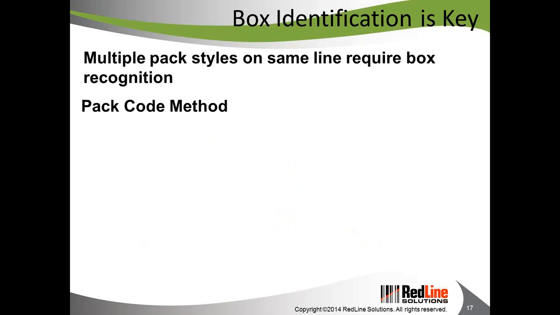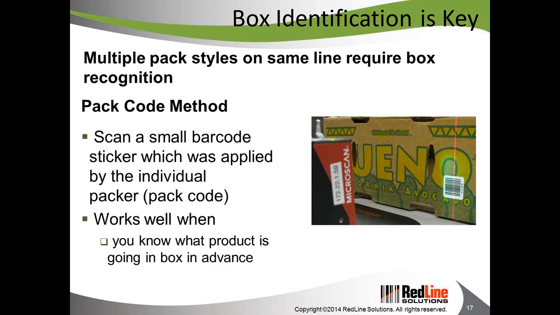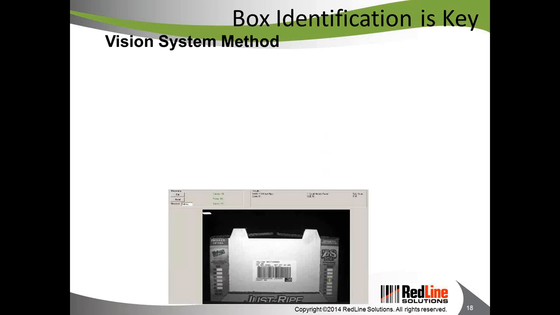If you are doing multiple pack styles, you need to have some form of box recognition, and one method that we use is what we call a pack code. That's where we scan a small barcode label that's applied by the packer when they're packing that box. It works well when you have a limited number of items and you know in advance which box is going to have what product in it.